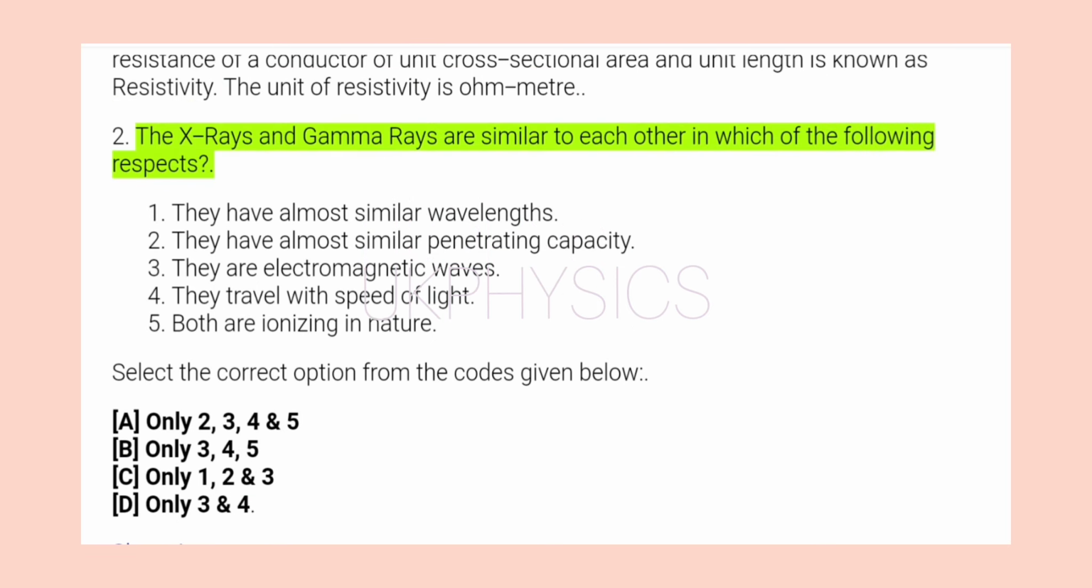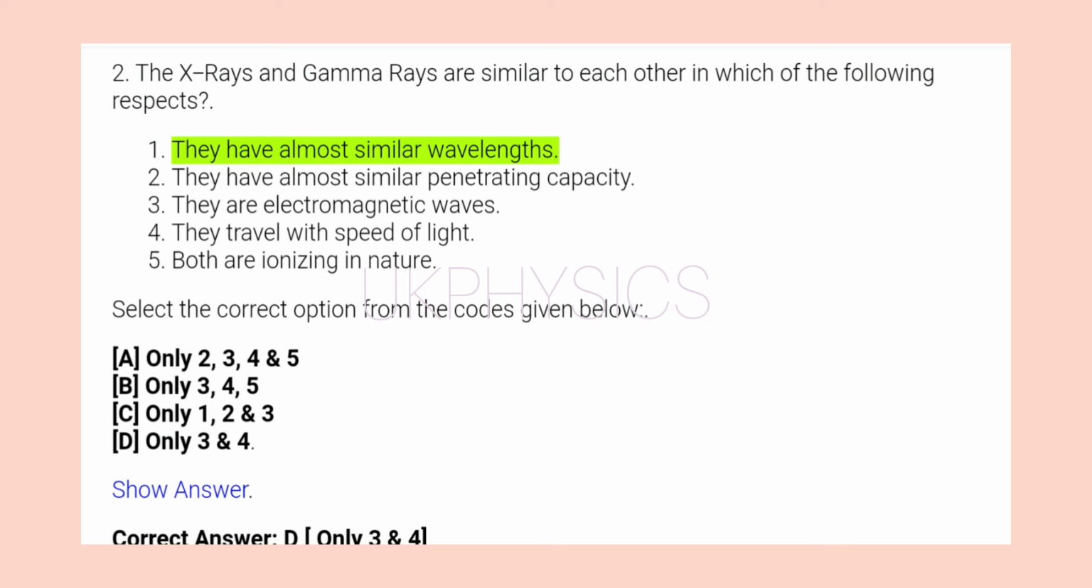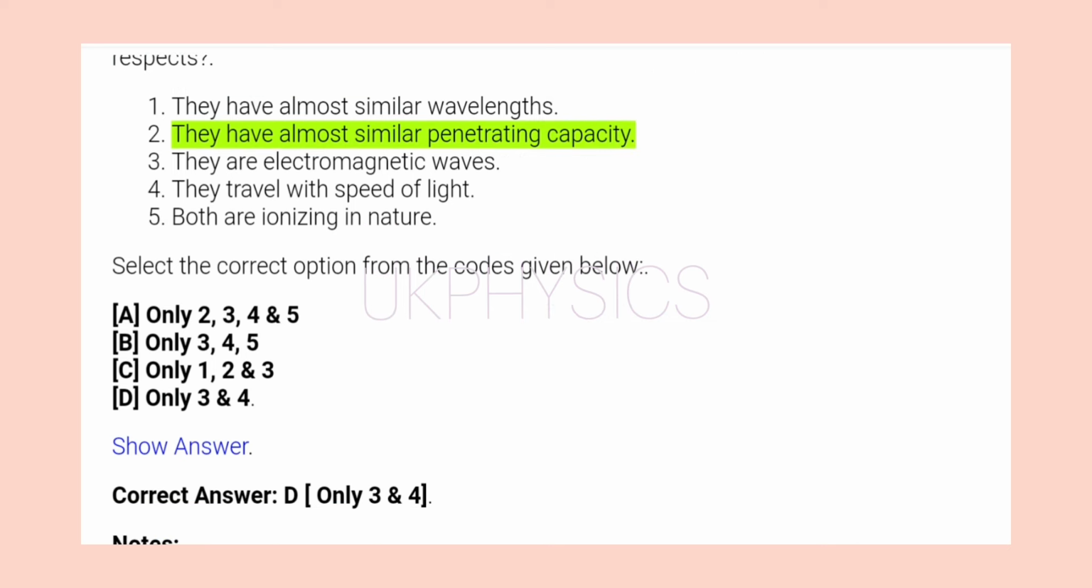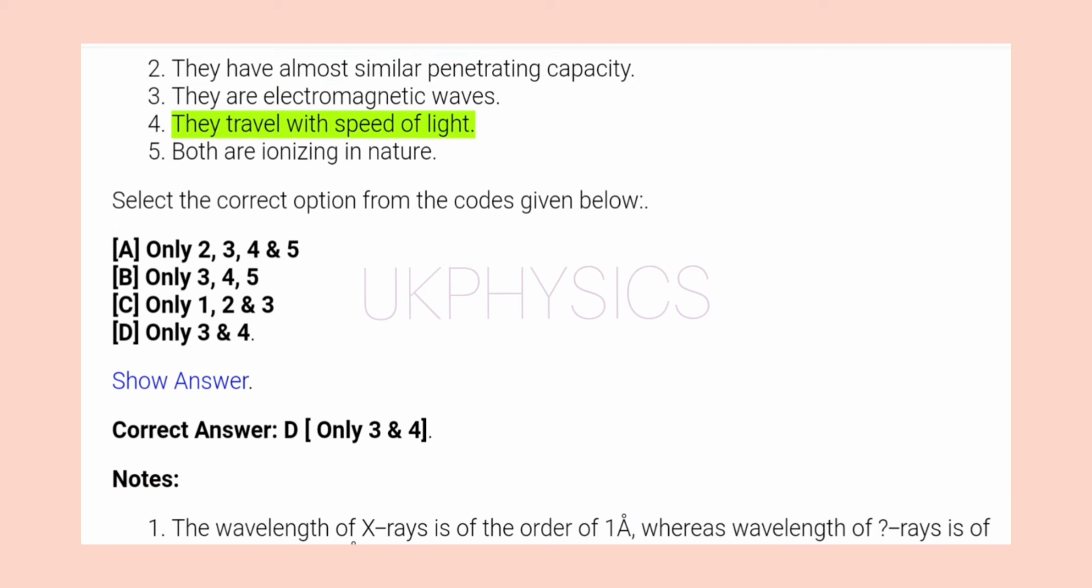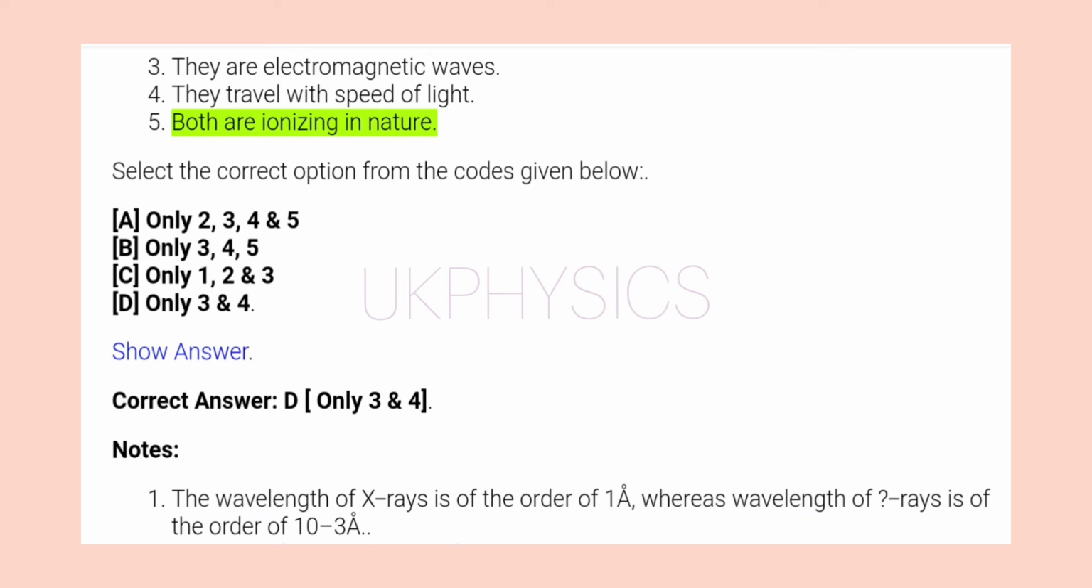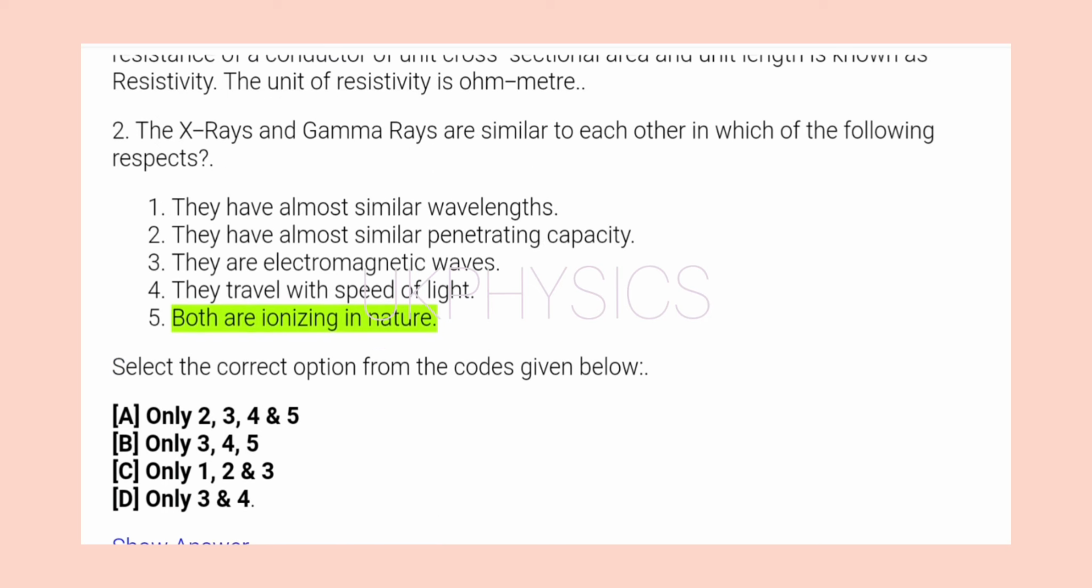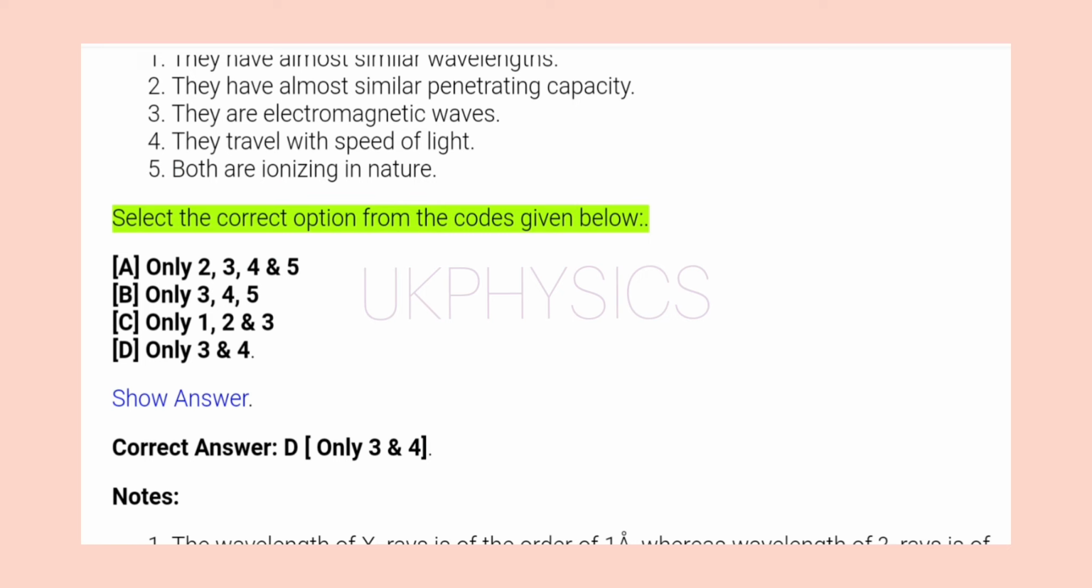2. The X-rays and gamma rays are similar to each other in which of the following respects? 1. They have almost similar wavelengths. 2. They have almost similar penetrating capacity. 3. They are electromagnetic waves. They travel with speed of light. 4. Both are ionizing in nature. Select the correct option from the codes given below.